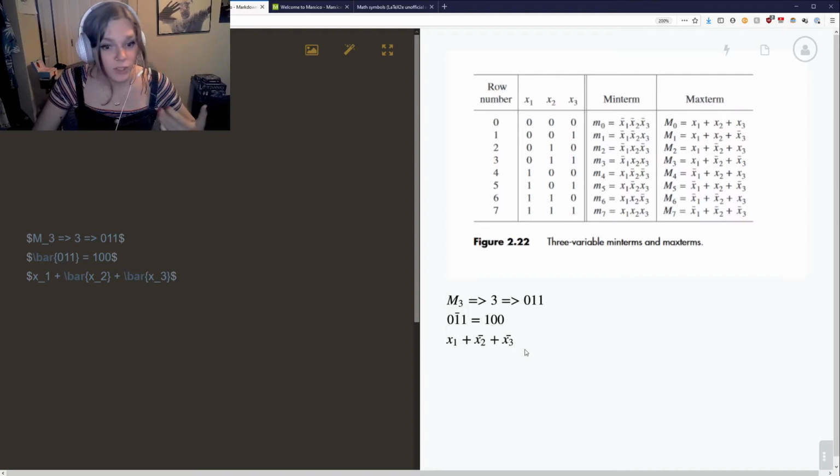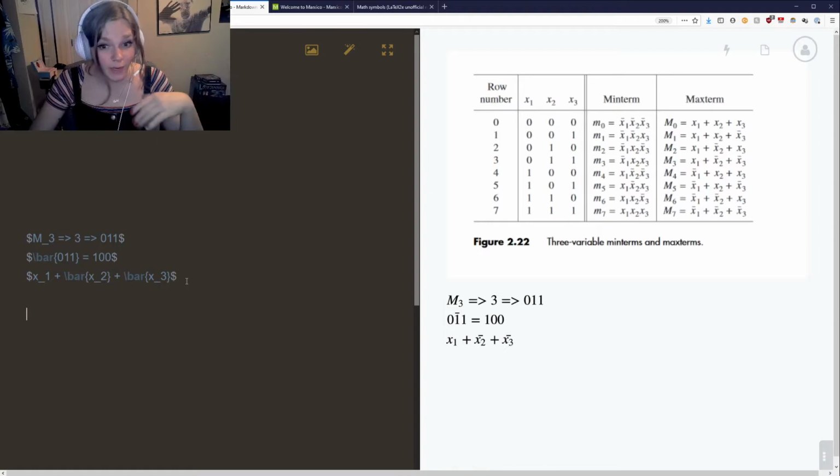Just as a reminder, we take our decimal number, turn it into binary, take the complement of that, and then we use that to evaluate whether each variable is true or false in our summation.